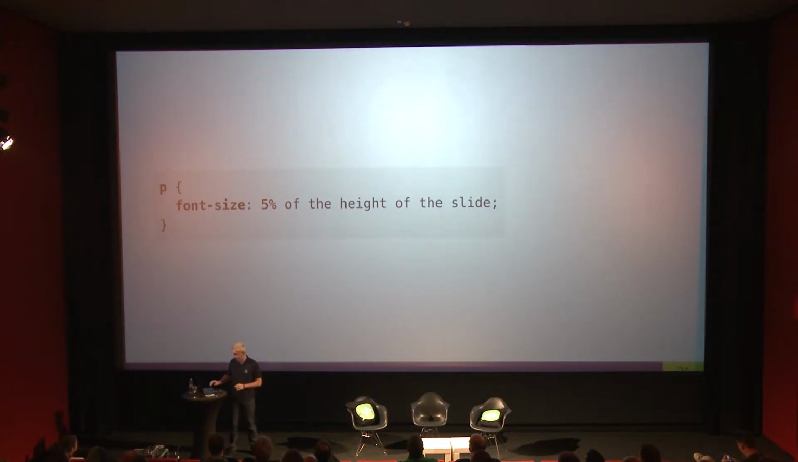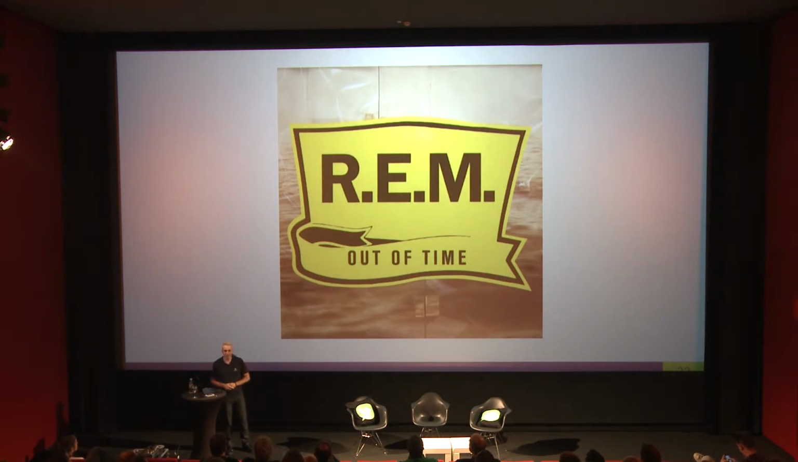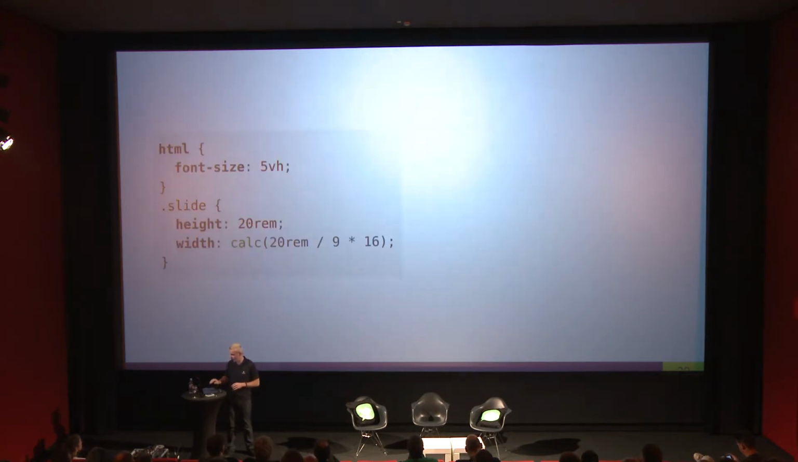But there is a fix. It's called rem, root em. Em is the font size of the parent element, and rem is the font size of the root element, the HTML element itself. And this is a unit I can use for everything. And so I can define the width and the height and the font size and margins and paddings in rem. So if I find a solution to set the rem so that I can scale everything properly, then I can scale the content of each slide.